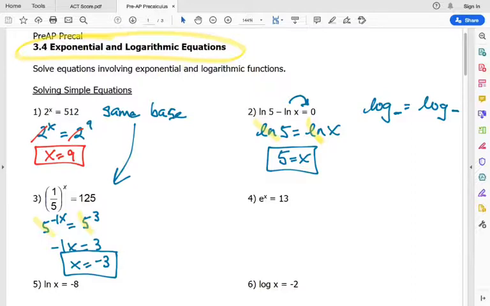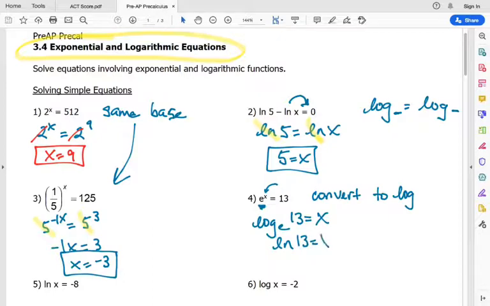On number 4, if your variable is an exponent, you want to convert this to a log, as long as you have that isolated. Okay, so converting this to a log, I would say log base e of 13 is equal to x. So then, remember, log base e is the same thing as the natural log of 13, and that equals x. This is an exact answer. If you were asked to give a decimal answer, it would be 2.564.